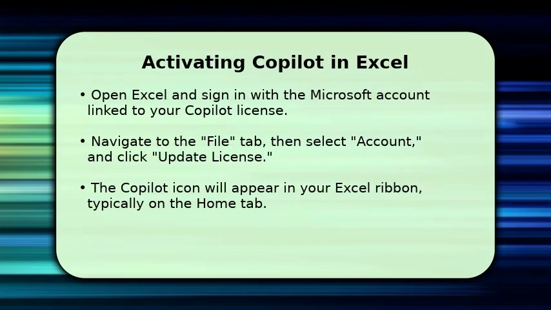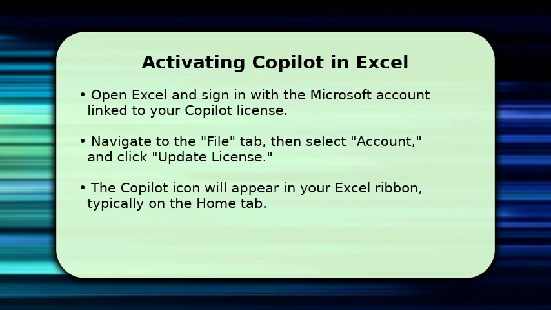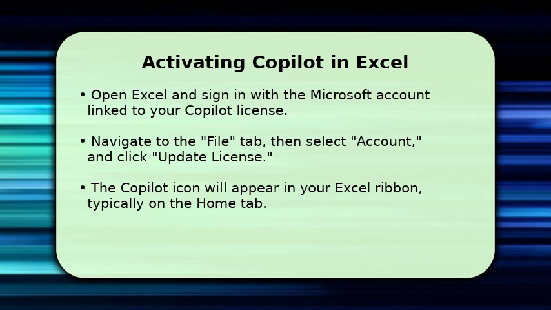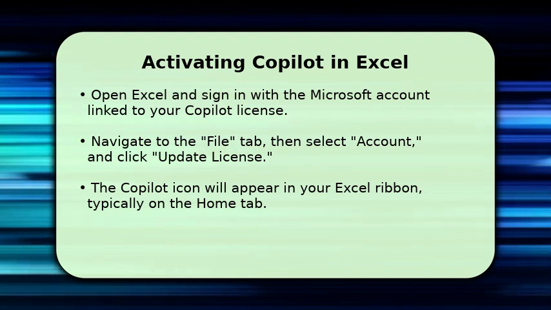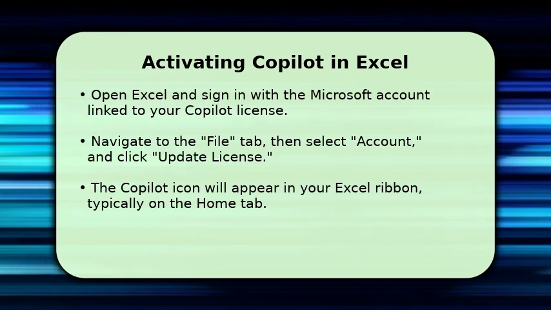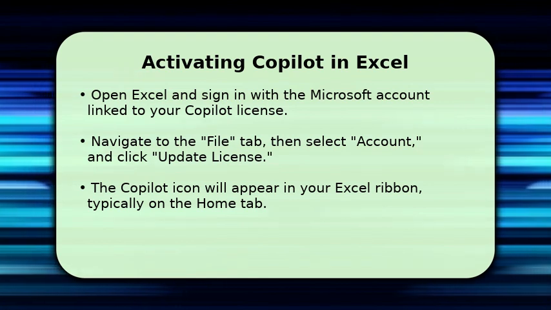Once you meet the requirements, activating Copilot is straightforward. Open your Excel application and sign in using the Microsoft account associated with your Copilot license. If the Copilot icon isn't immediately visible, go to the File tab, select Account, and then click Update License. After this, the Copilot icon should appear in your Excel ribbon, usually on the Home tab. Remember, for Copilot to effectively analyze your data, it's crucial to format your data as an Excel table.